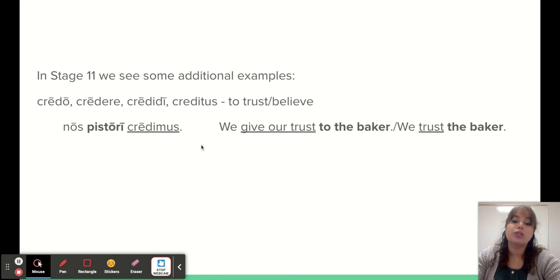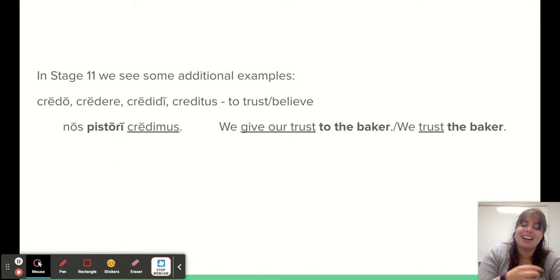So we give our trust to someone, but when we translate it, we're typically just going to say we trust someone. But this is just one where you have to keep in mind the whole give our trust to, and that's why the direct object is in the dative case, because it has that indirect object sense going along with the verb. So this is a little weird because, again, in English, we trust the baker. Baker is a direct object. We'd want to do, oh, it's accusative, direct object. But because the inherent sense is you give your trust to someone, the direct object is going to actually be dative. Hopefully that kind of makes sense.